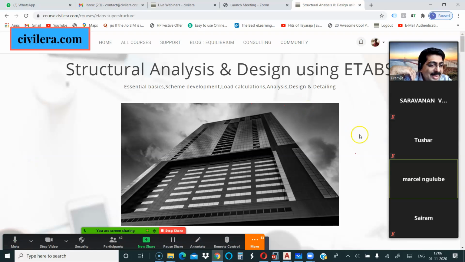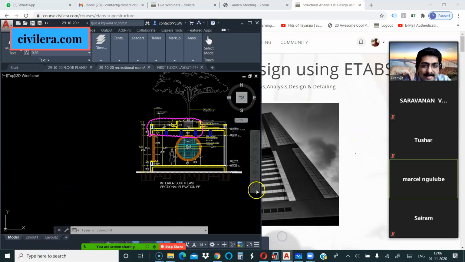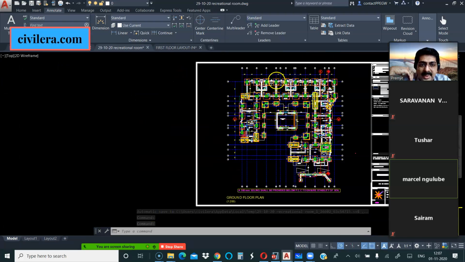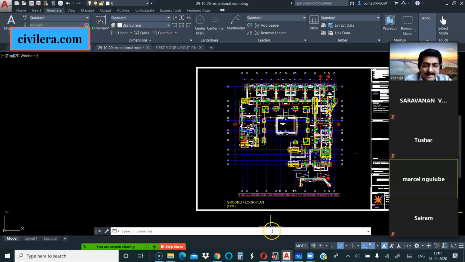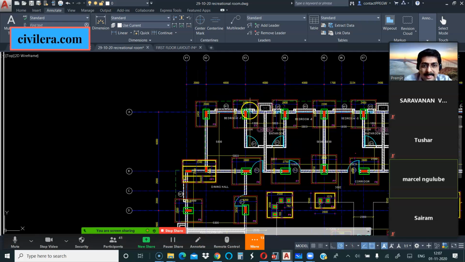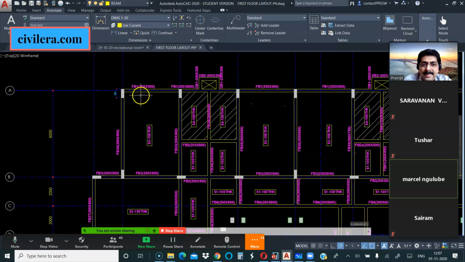Who is this? Yeah, tell me. Yeah. One second. Which one? Not that one, the other one. The one that has columns and beams. Yeah. Yes, this one.